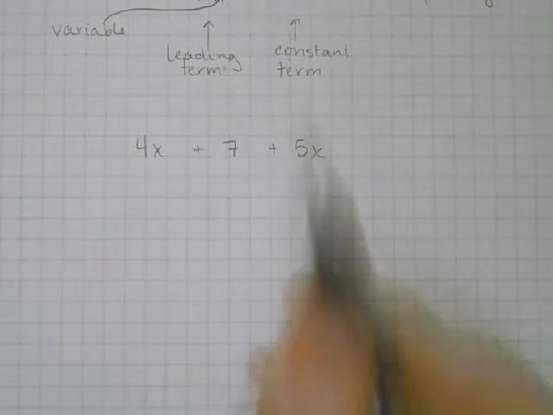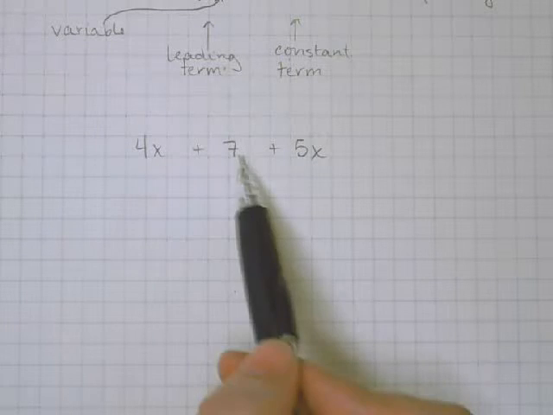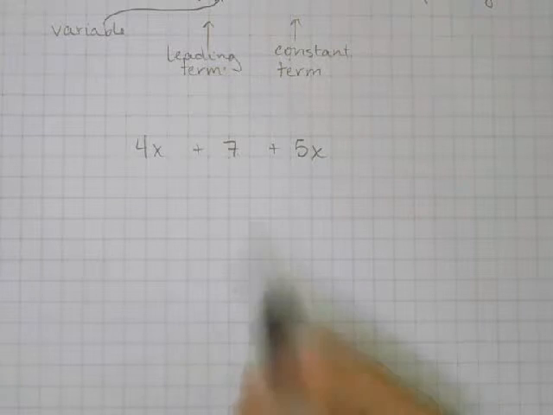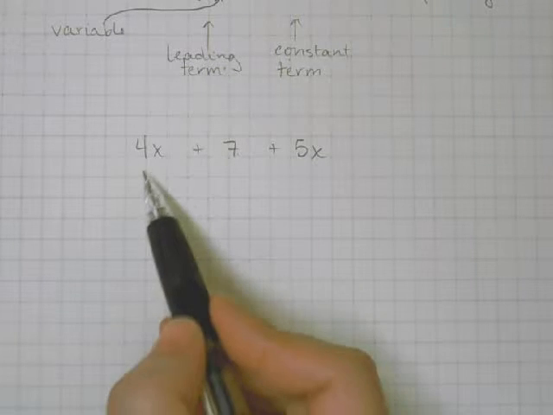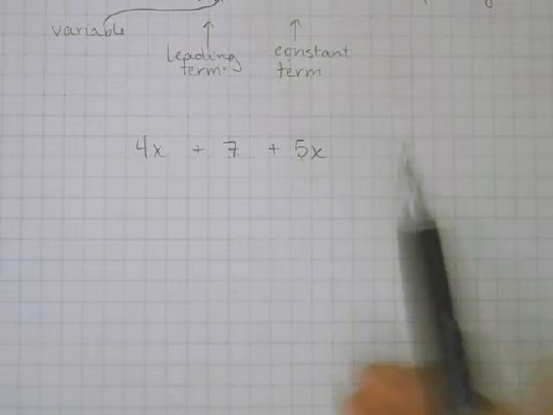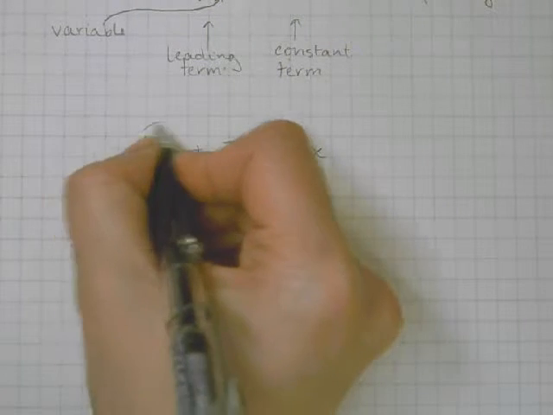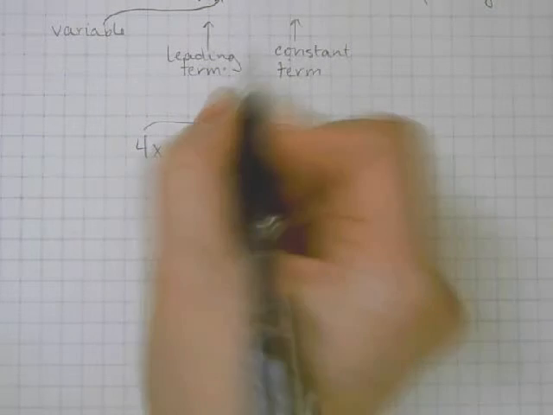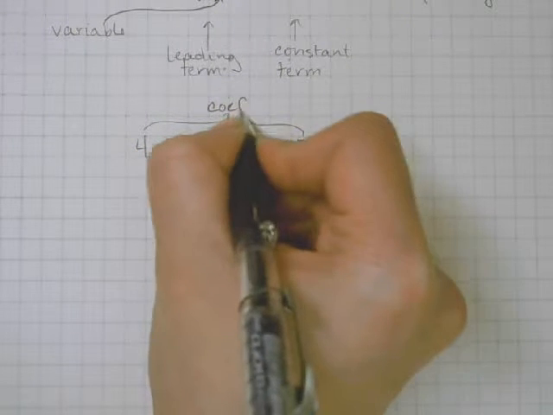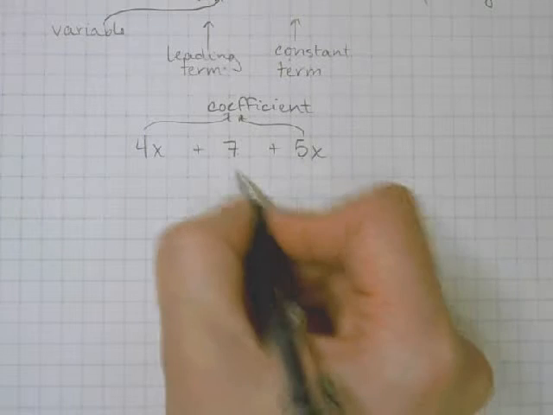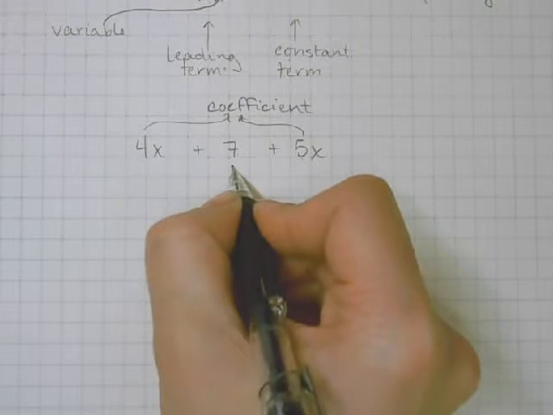So if I look at 4x plus 7 plus 5x, this expression has 1, 2, 3 terms. Each term is separated by a plus or a minus. We have a coefficient of 4 here and a coefficient of 5 here. That was the other part that I did not specify. The number in front of the variable is called a coefficient. 7 is a constant, as we talked about before.